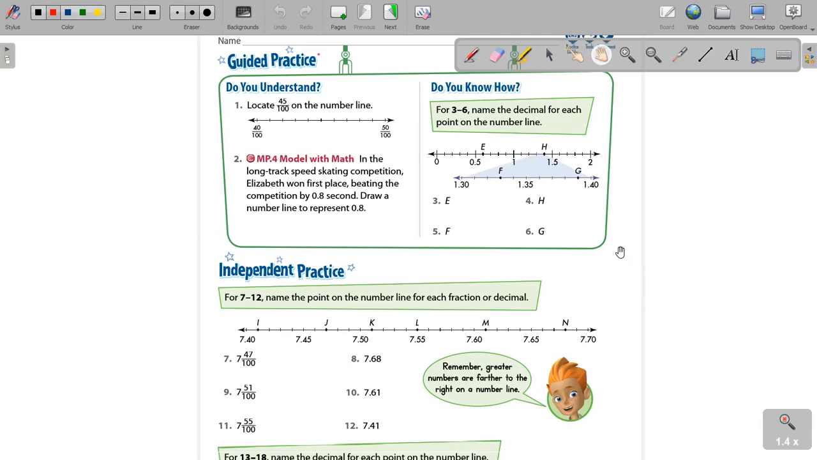Okay, so we're going to go through Pearson 12.2 really quickly. This is the guided practice and independent practice page. I don't have you guys doing the back page. We're only doing the first one. If you're working under your book, it's 635.